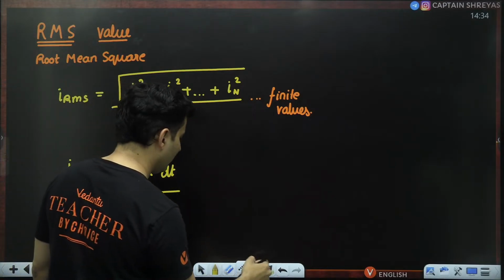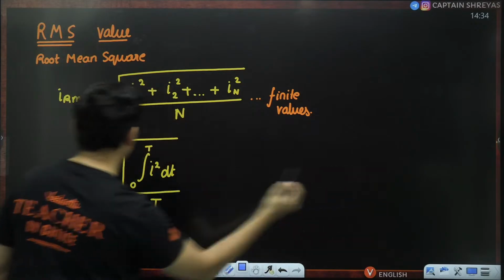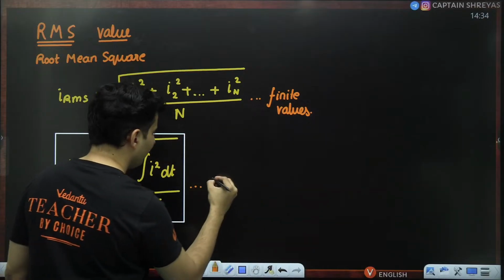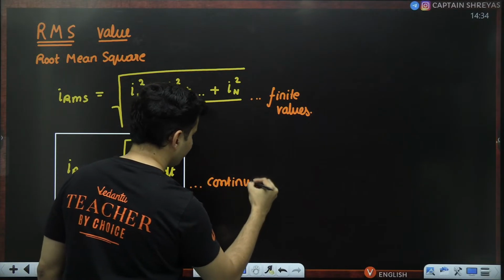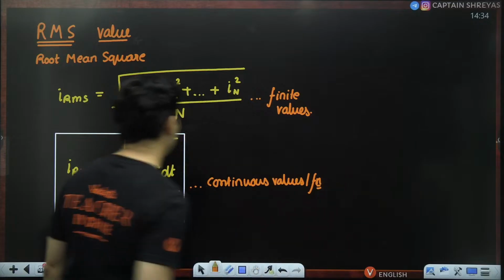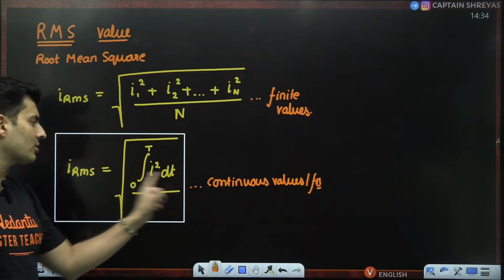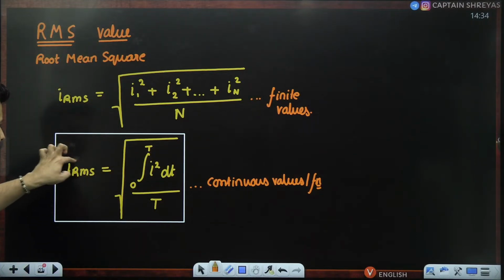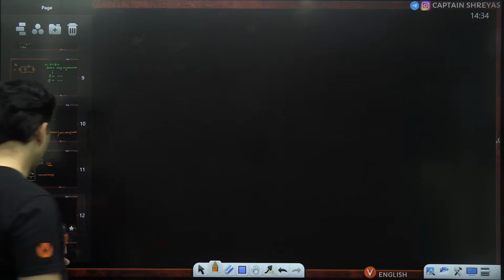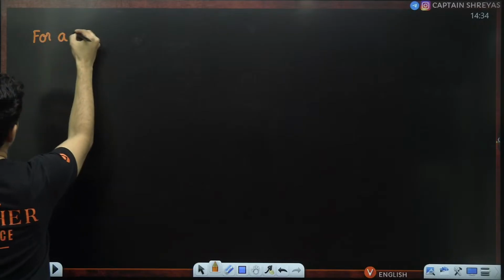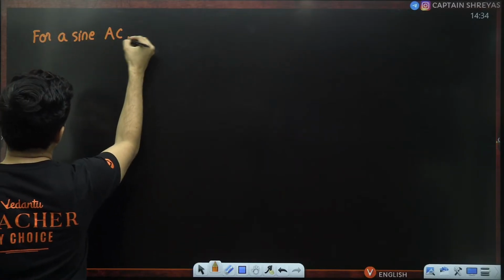All right, so this is the formula for continuous value based functions, and this is what will be more important for you. So this is what you will use for continuous values or functions: integral of I squared dt from 0 to T divided by T, whole thing inside the root. If you don't like the root, you can put I squared RMS over here, so it looks a little bit easier.